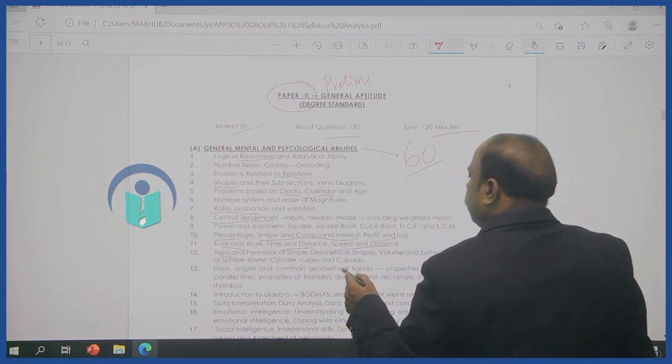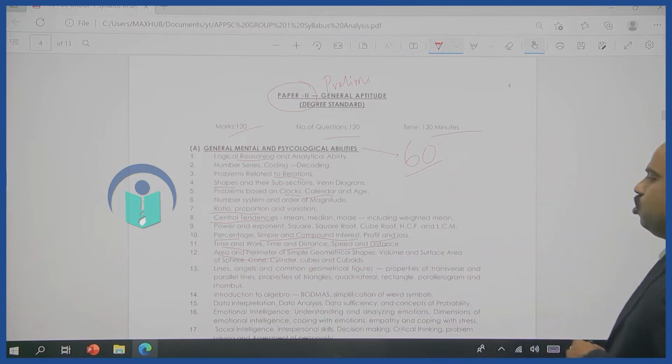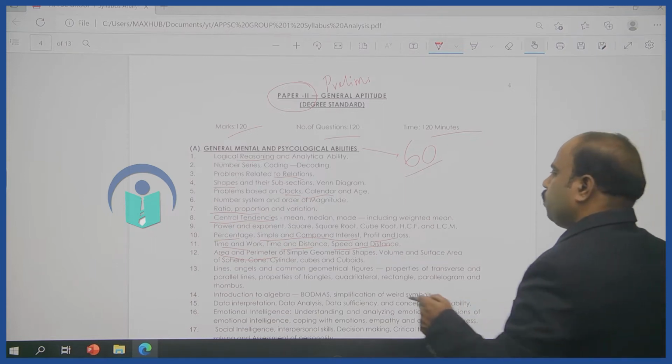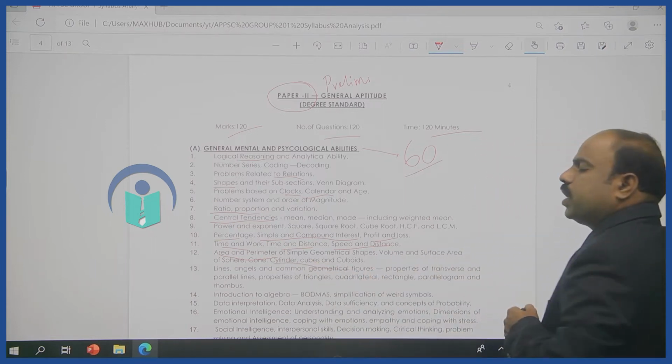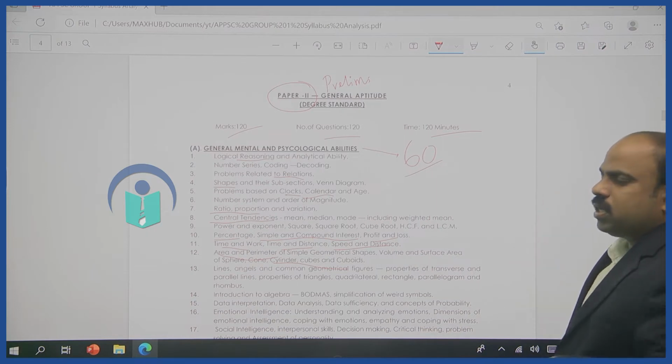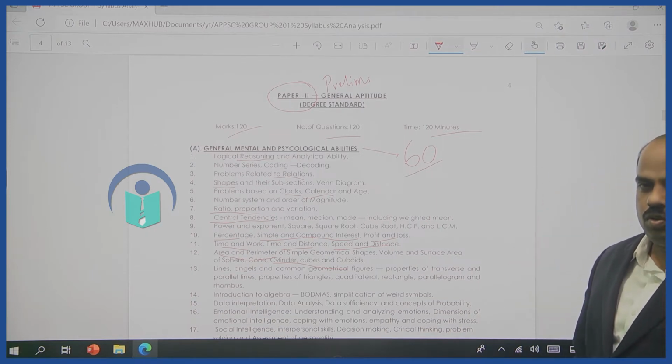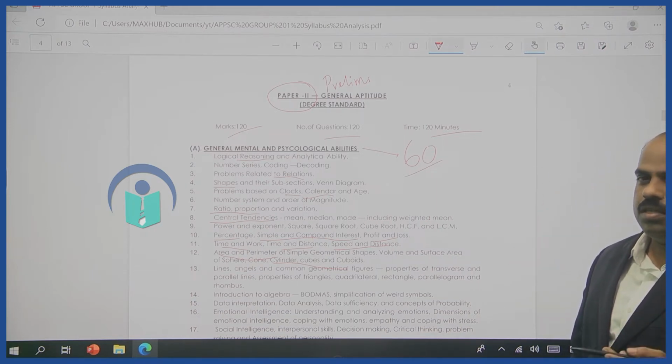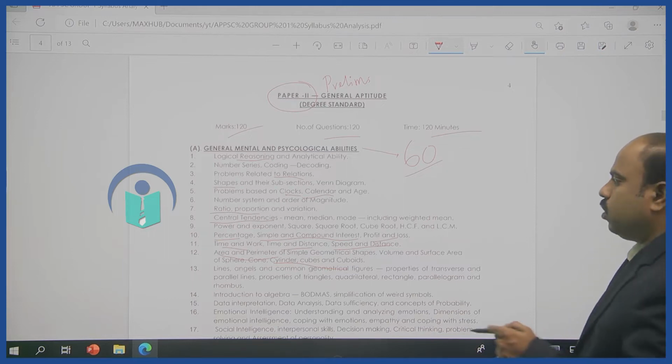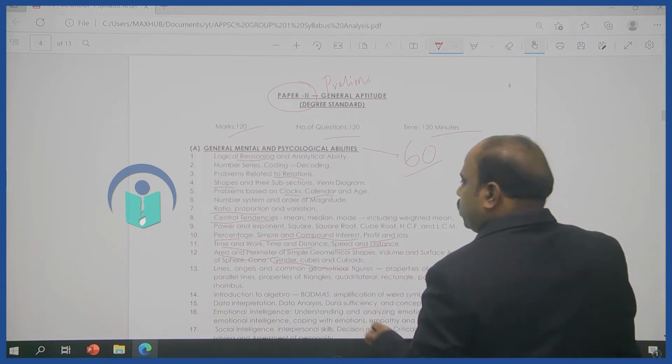Next, area and perimeter of simple geometrical shapes, volumes and surface areas. The next, cylinders, cubes and cuboids. So all these we generally find in other competitive examinations also, where bank exams are there, SSC is there, railway exams are there. There also we find these kinds of topics.